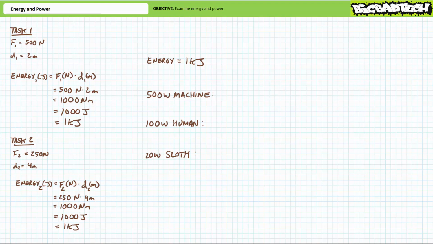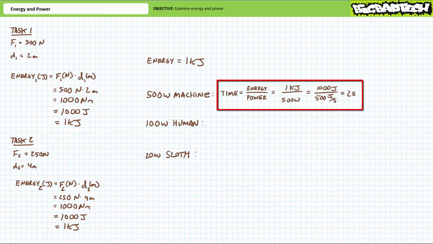It should be obvious that a 500-watt machine will be capable of delivering the required 1 kilojoule of energy in far less time, since its power rating, or energy per unit time it's capable of delivering, is much greater than the other 2 options. Calculations support this supposition. Time is energy divided by power. 1 kilojoule divided by 500 watts, or 500 joules per second, demonstrates the 500-watt machine is capable of delivering the necessary 1 kilojoule of energy in a span of 2 seconds.